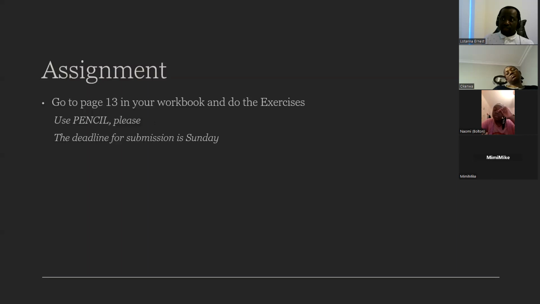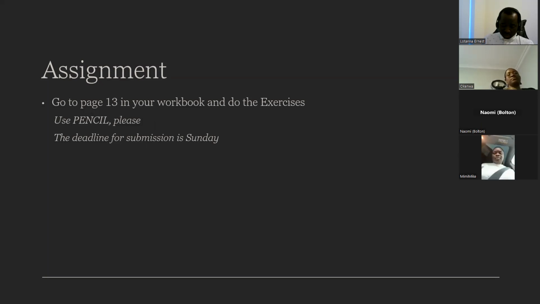Your assignment is on page 13 in your workbook. Do both exercise 1 and exercise 2. They'll give you examples, and you can see how it's being done. Use pencils as usual and send it to me the way you normally do.